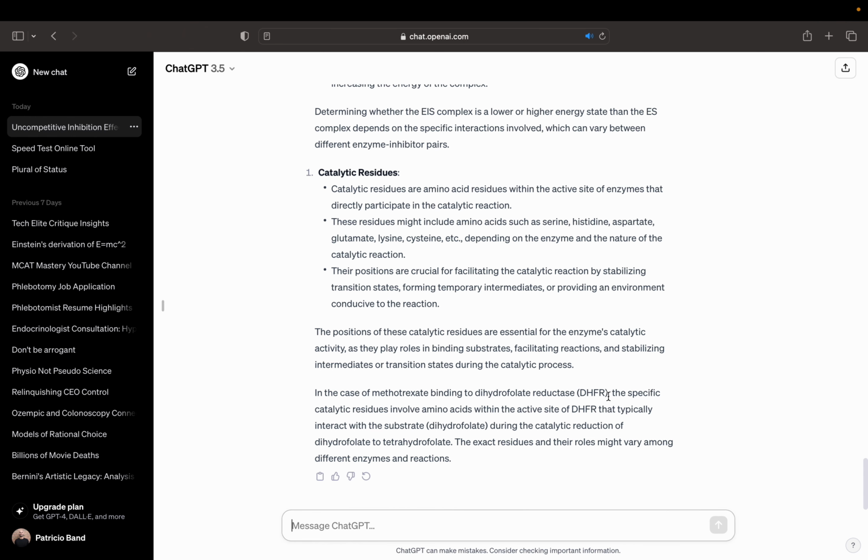In the case of DHFR, specific catalytic residues within the active site typically interact with the substrate dihydrofolate during the catalytic reduction of dihydrofolate. The exact residues might vary among different enzymes and reactions.